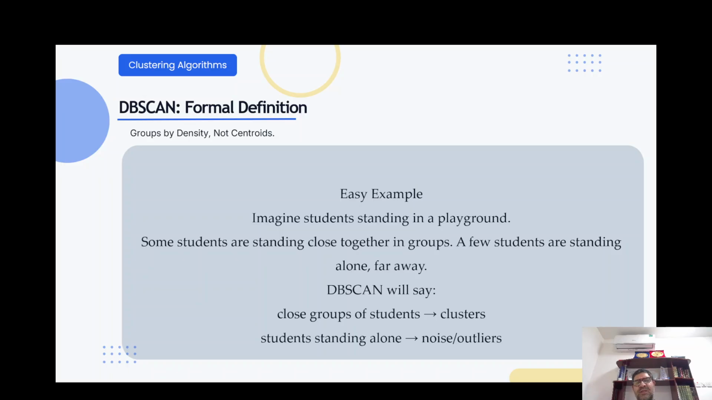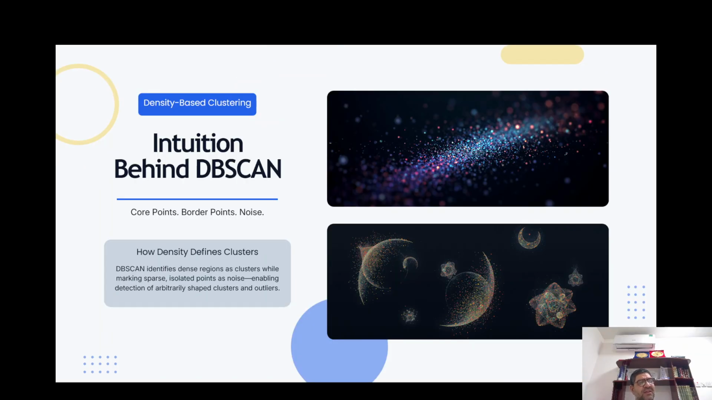An example is, imagine students. We can imagine the same example of students, but in a different way. Imagine the students are standing in a playground. Some students are standing close together in groups, and a few students are standing alone far away. DBSCAN will say the close groups of students are clusters, and students standing alone are noise or outliers. So it's a very basic, very simple example that we have taken here. It groups by density, not by centroids. So that is something very different in this.